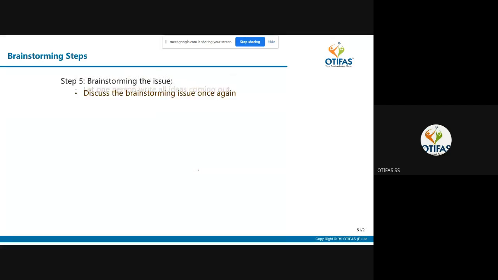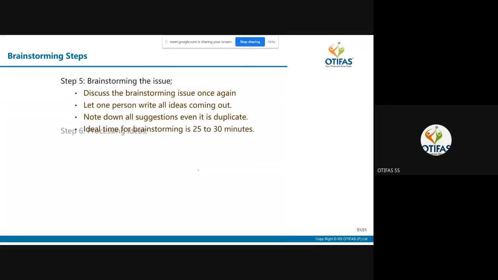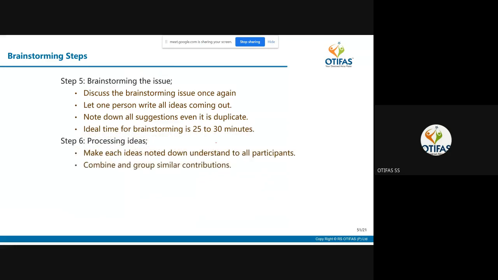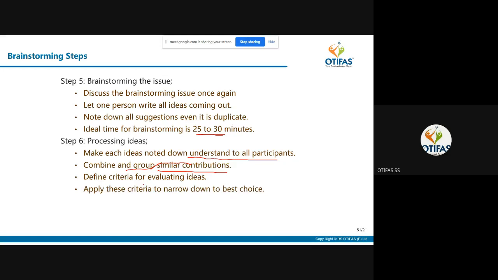Then the brainstorming step: if you get the points, list down the points. Ideal time is just 25 to 30 minutes, not more than that. With proper planning, you'll get very good ideas. Make each idea noted down, understood by all participants. Combine and group similar ideas. Define criteria for evaluating the ideas, then select and narrow down to the best choice. In a similar way, if you want to find a solution to your problems, you can do a brainstorming and come to a solution.